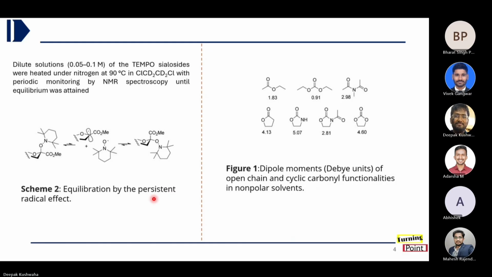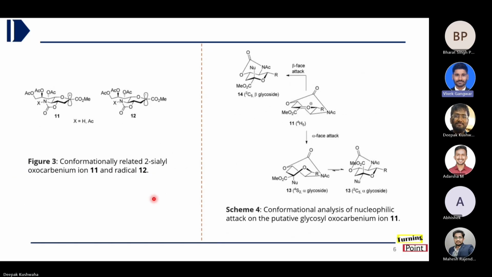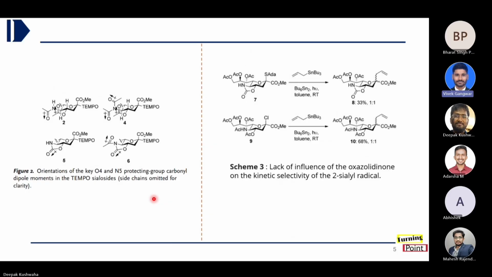My question is about the radical form and the oxocarbenium ion. The structure is different, like 4C1 or 1C4. So what effect does this structure have? The radical form is different and the carbocation form is different. So how do we correlate this radical mechanism with the oxocarbenium mechanism?